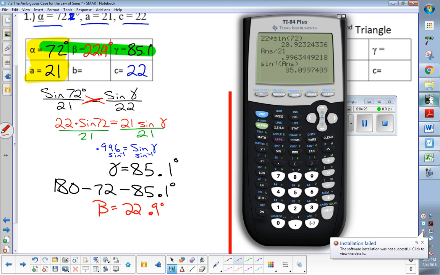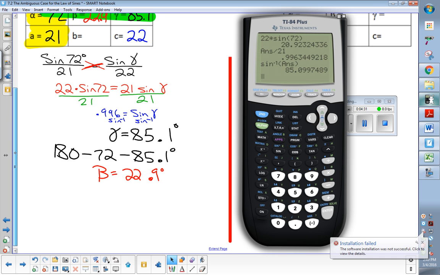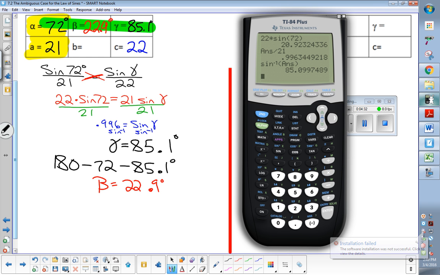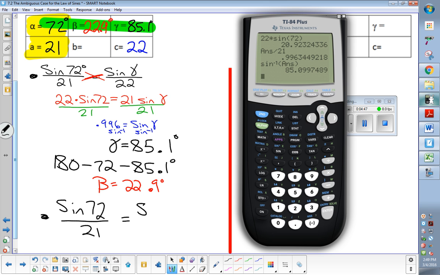I've already got it set up. I've already got my power couple. I'm just going to continue that problem. Okay, I still got that. So sine of 72 over 21, that same power couple I used in the beginning, I can use it again. But this time I'm trying to solve for b, so what angle am I going to use? 22.9. Sine of 22.9 over b. Okay, go ahead and solve for beta.